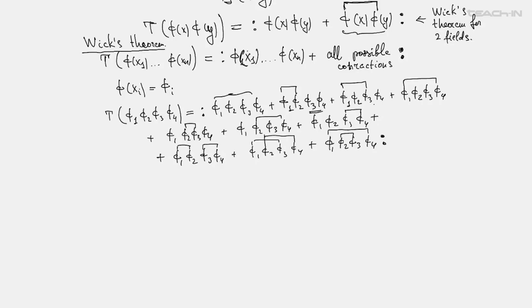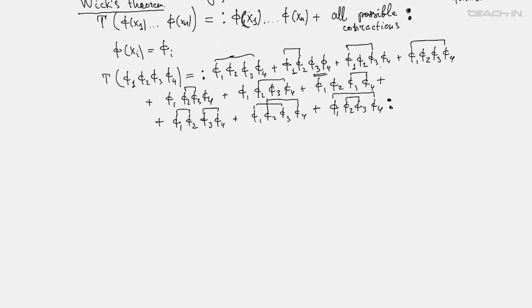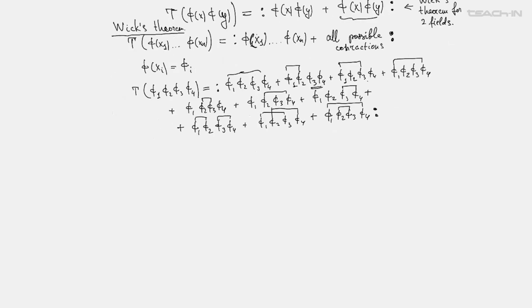Okay, so this is what we obtain for the case of 4 fields. Now, for instance, just to be even more explicit, if we have phi 1, phi 2, phi 3, phi 4, and we are contracting, say, phi 2 and phi 4, then this produces a propagator x2 minus x4, and leaves behind the normal ordered product of the fields phi 1 and phi 3, like this.